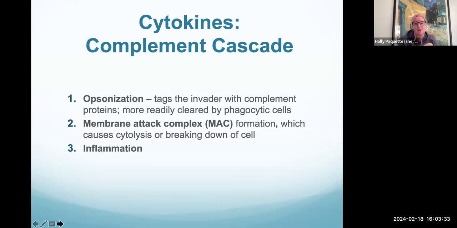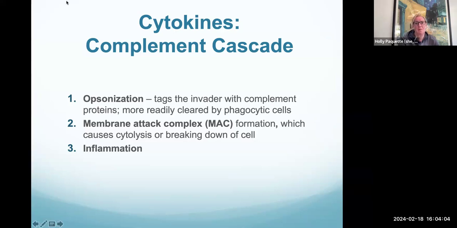The second thing it can do is something called a membrane attack complex. Basically, this is a group of these complement proteins coming together to form a complex that can actually break down a cell. Maybe they do this to an infected cell so that it doesn't survive and help the virus replicate. And the third thing that the complement cascade can do is increase inflammation in that area. We're going to get into why that might be helpful in the next part.